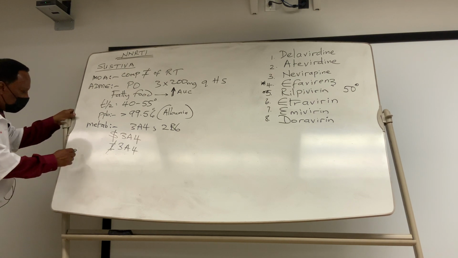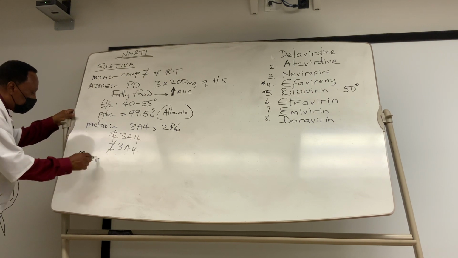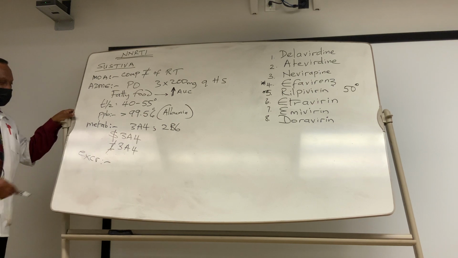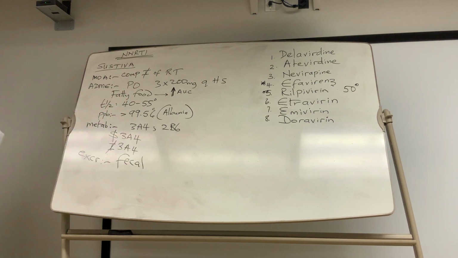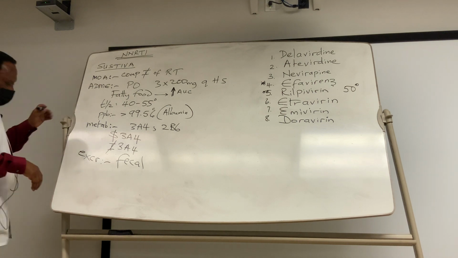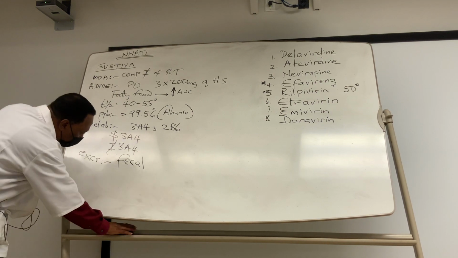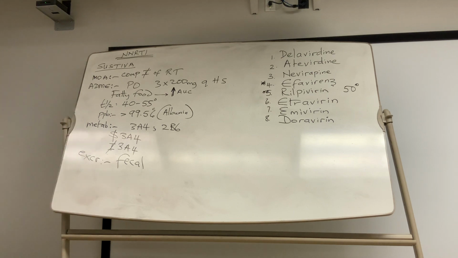All right, so that's the metabolism. Excretion, like we said, will be mainly fecal for the parent compound. The metabolic product can be excreted through the renal system, but the parent compound will be excreted through the feces.